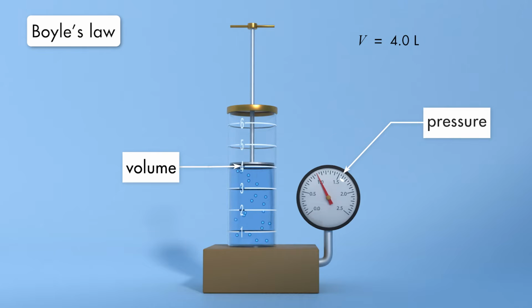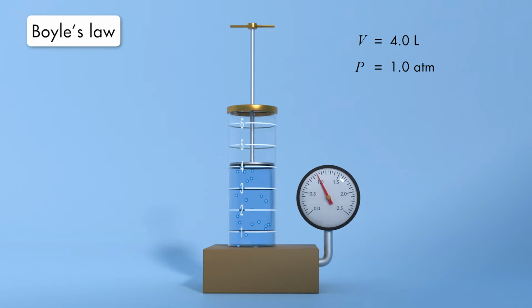The collisions of the particles in the container exert a pressure of 1 atmosphere. For Boyle's law to work, the temperature of the gas must remain constant. If the volume of the gas is reduced to 2 liters by depressing the plunger, the particles are squeezed into a smaller space. Since the particles are closer together, the number of collisions increases. As a result, the pressure increases to 2 atmospheres.